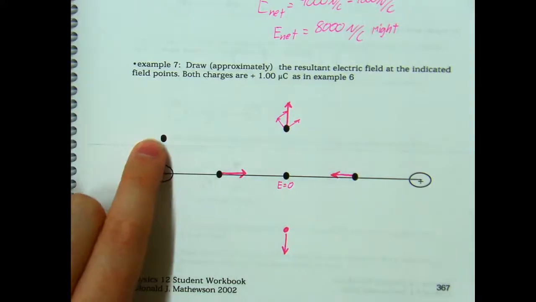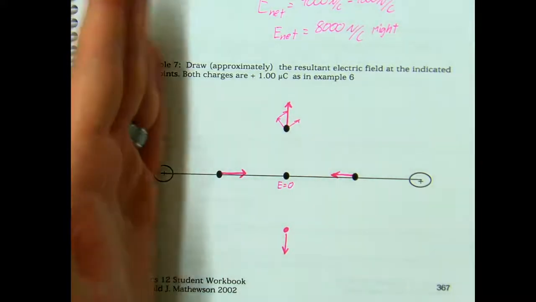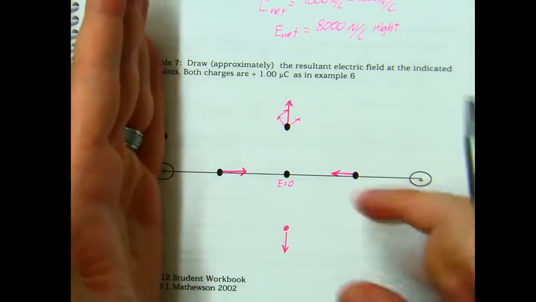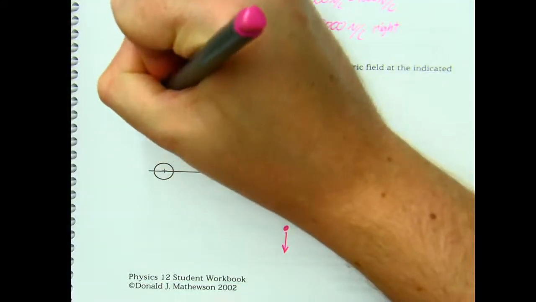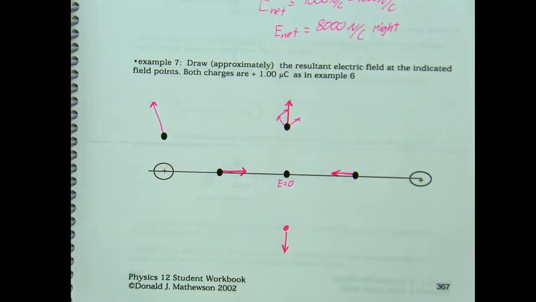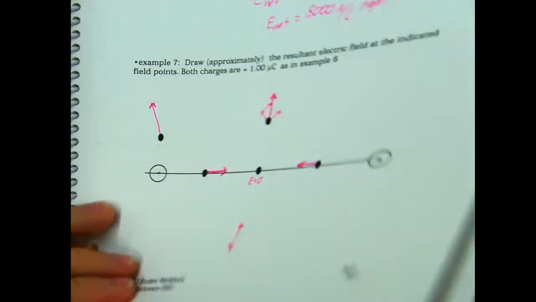So like with this guy here, at this point, you'd have a large upwards here, but you'd have a small to the left coming from that way. And so this guy would be kind of off to the left that way. And so what does that actually look like if we draw everything in? Flip the page and let's do it.